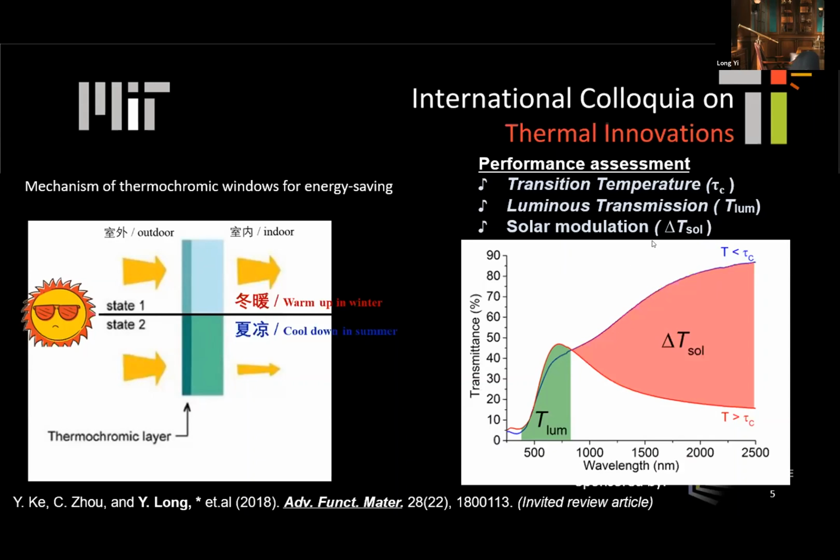And the luminance transmittance, because it is still a glass, so we have to make sure the luminance transmittance is good enough. And there's another one, which is solar modulation. You can imagine the solar transmission difference between the summer and the winter. Obviously, in summer you want less, in winter you want more, am I right? So the bigger the difference the better. So please bear this in mind. We need to reduce the tau C and also increase both luminance transmittance and the delta T sol, the solar modulation. These are the big three things in thermochromic smart windows.